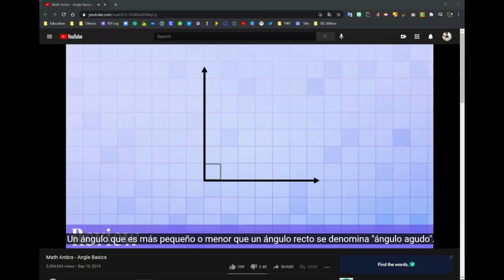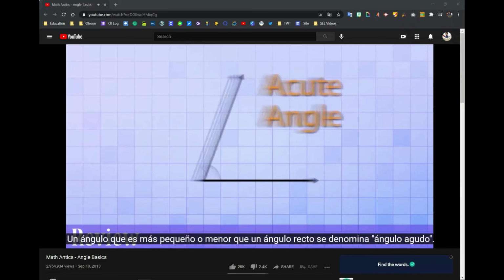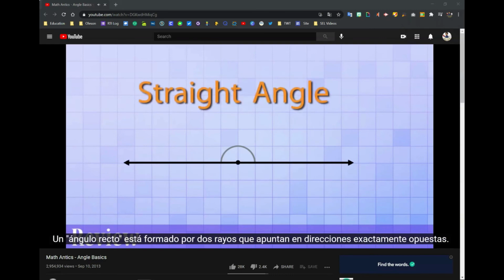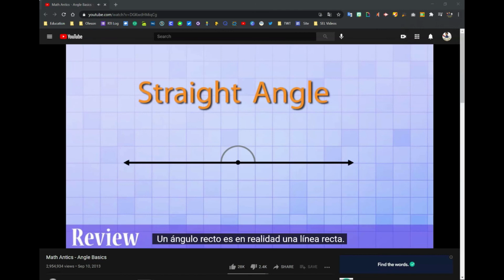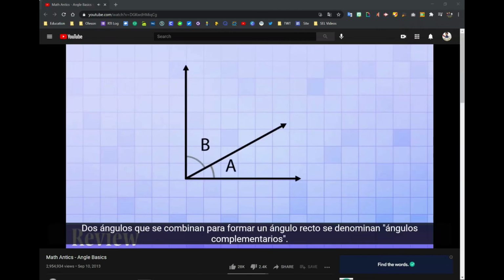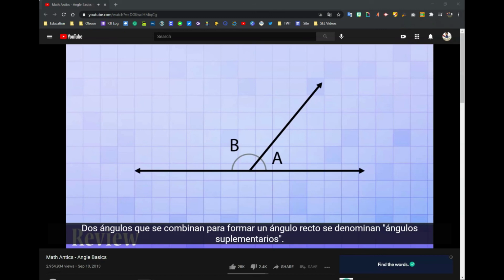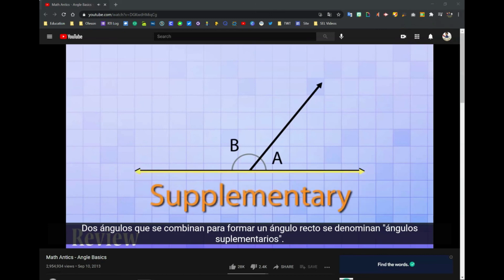An angle that's smaller or less than a right angle is called an acute angle. An angle that's bigger or greater than a right angle is called an obtuse angle. A straight angle is formed by two rays pointing in exactly opposite directions. A straight angle is really just a straight line. Two angles that combine to form a right angle are called complementary angles. Two angles that combine to form a straight angle are called supplementary angles.